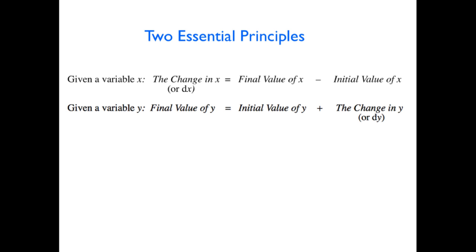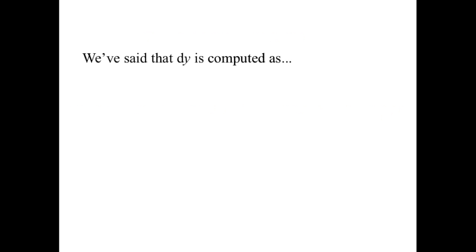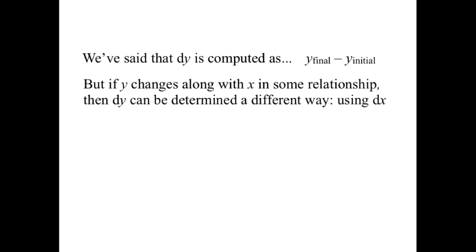Okay. Here's another thing that's going to be really important. So now we're talking about if it's dy, you could compute dy as y final minus y initial, right? I'm just changing the letter again. It's the same principle. The change in a quantity is the final value of the quantity minus the initial. But if y changes along with x in some relationship, then dy can be determined a different way using dx. That's what we want to talk about now. Okay, so here's a different way to come up with dy, if y is changing along with something else, x.